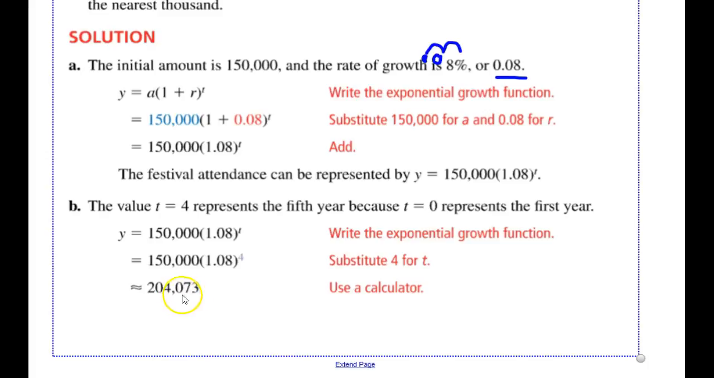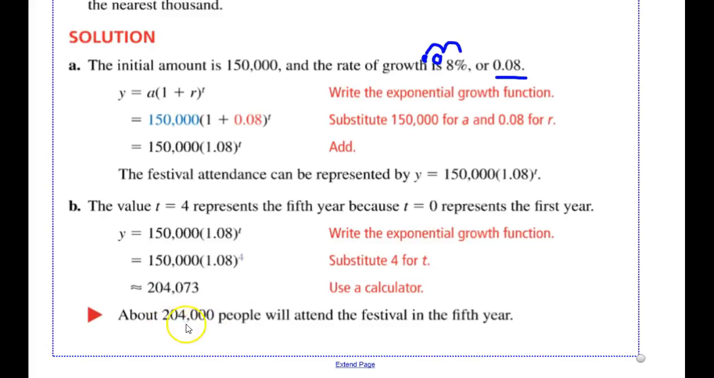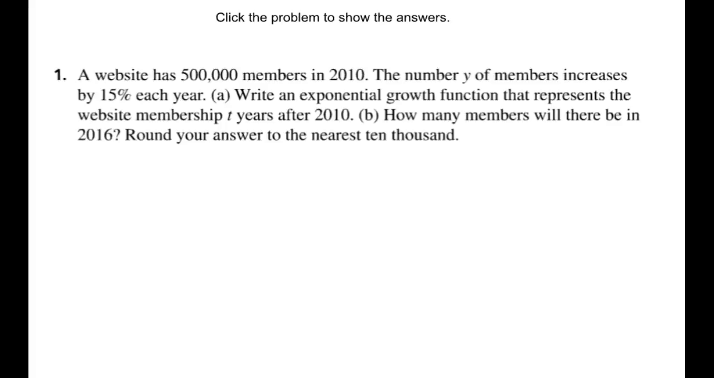It's 204,073. Now here, you see I don't have any decimals after this, even though I figured that out in my calculator. And the reasoning behind that is because this y value was population. So we're talking about people or things, and we can't have a fraction or a decimal of people. So then we just rounded. Approximately 204,000 people will attend the festival in the 5th year, right? Again, we could leave it as this number, but we don't ever want to put that decimal when we're talking population because it's not a realistic thing to think about.